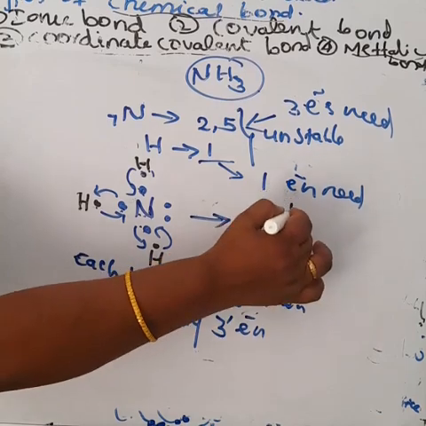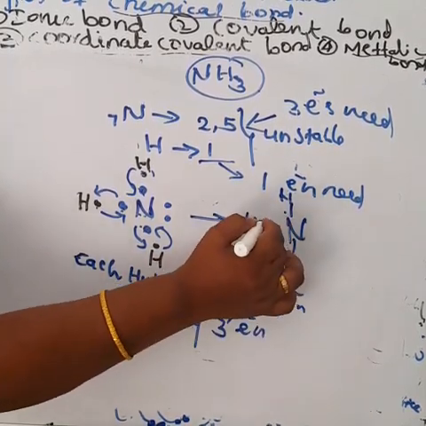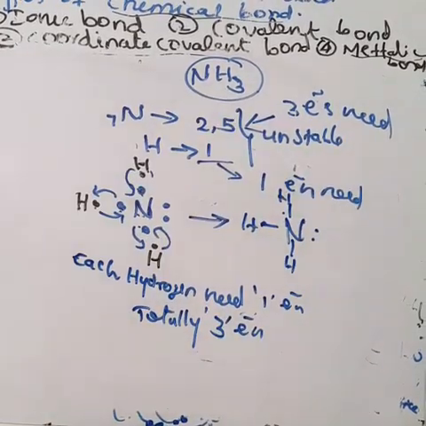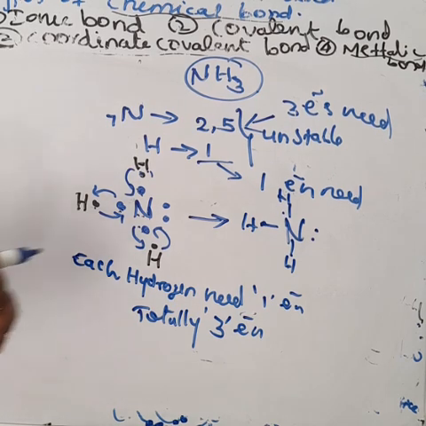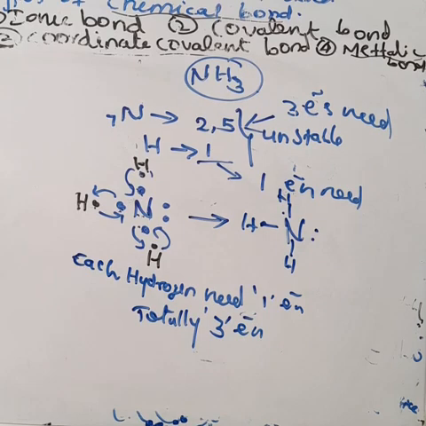3 covalent bonds are formed here. How many covalent bonds are formed here? 3 covalent bonds are formed. Okay, understood? This is the lone pair of electrons. This is bond pair. This is lone pair. Okay, understood? This is about covalent bond.